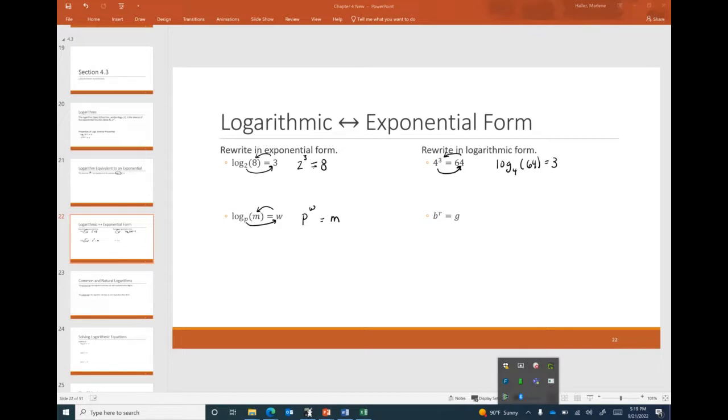If b to the r equals g, then when I go around the circle, that's equivalent to log base b of g. g is the argument. That would be equal to r. So the argument of the logarithm is what the exponential expression simplifies to.